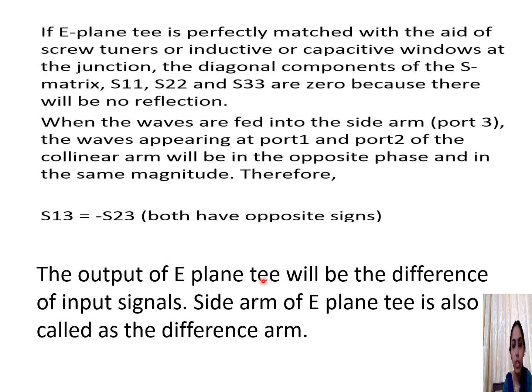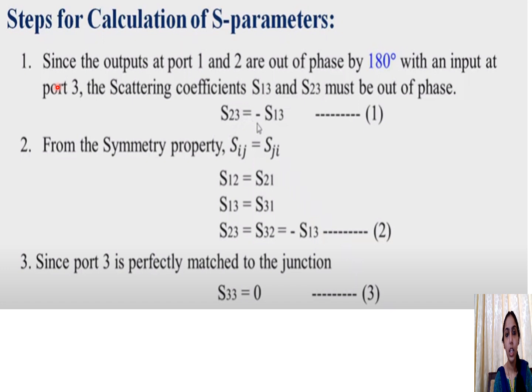So the output of the E-plane T will always be the difference of the input signals. That is why the side arm of the E-plane T is also called a difference arm. It is because of this property of the output from the E-plane T that the side arm is indicated as a difference arm. Now we are going to calculate the scattering matrix for our E-plane T.